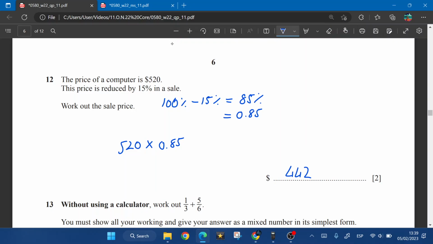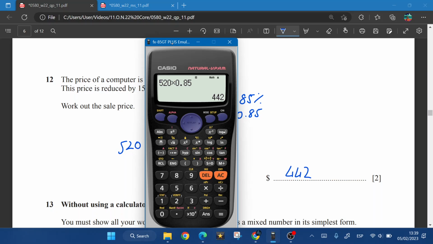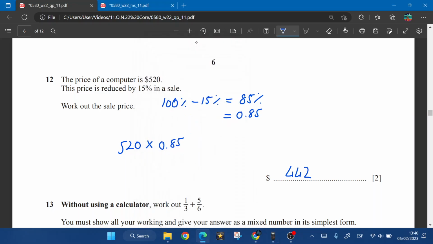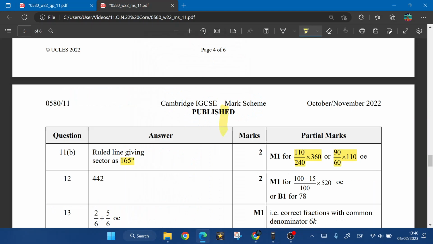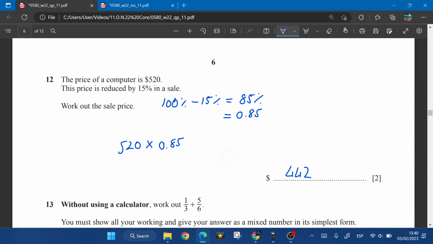Okay, there are other ways to do it. You can work out 15% and then subtract it. You do it like this: 520, the long way, 15% is 15 out of 100. That's 78, and then you take 520 minus 78. You get the same answer. That's fine. Okay, whichever method you prefer. But on the mark scheme you see here, they kind of show my method. You subtract 15 from 100, you write the decimal value, that is 0.85, and then you times it by 520.